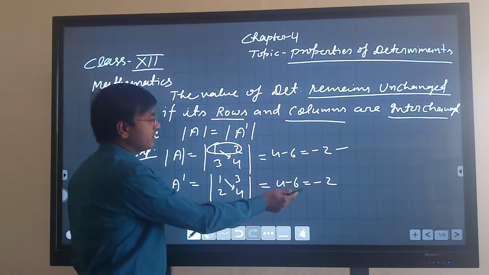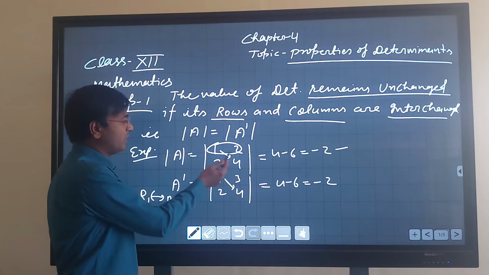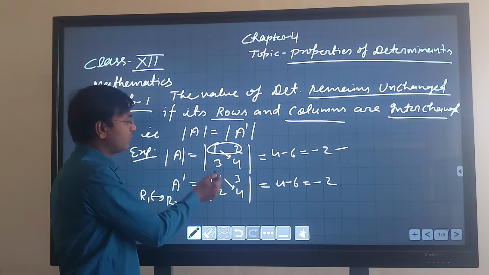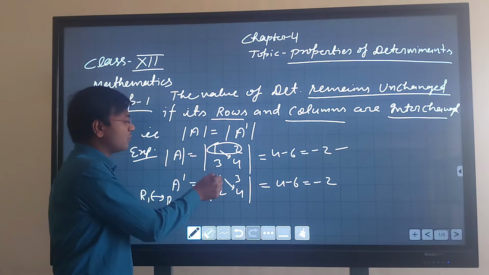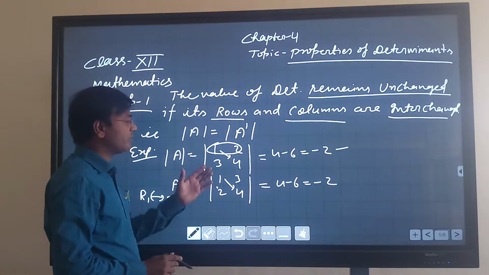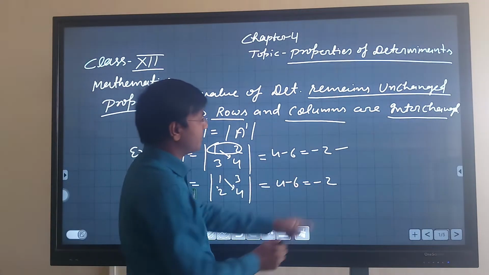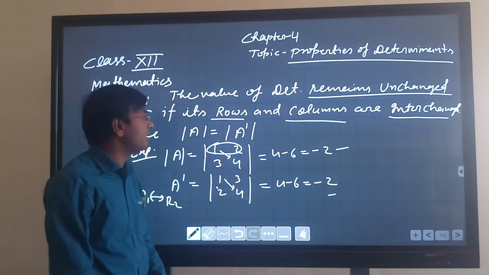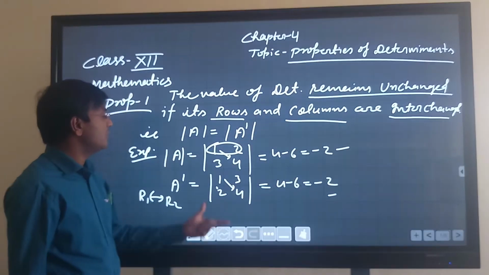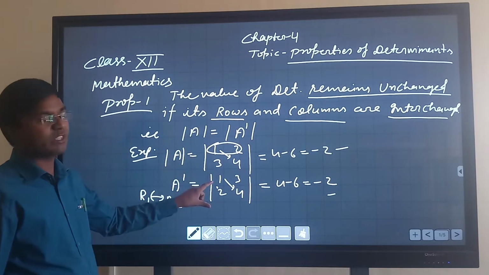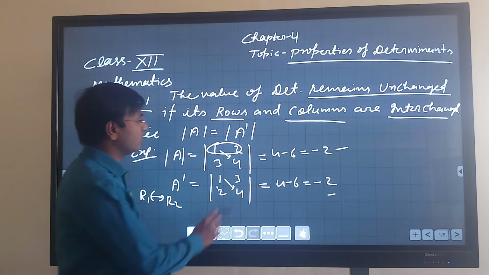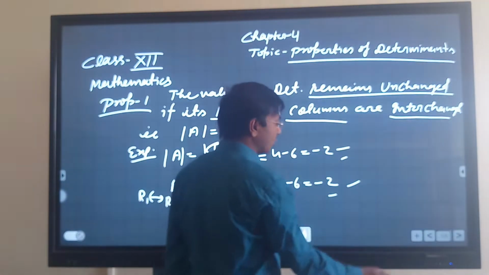4 minus 6. By interchanging the rows 1 2 and 3 4, first row becomes first column, second row becomes second column. So we find the result is the same. If the rows and columns are interchanged, first row changing into first column, second row into second column, the value remains the same.